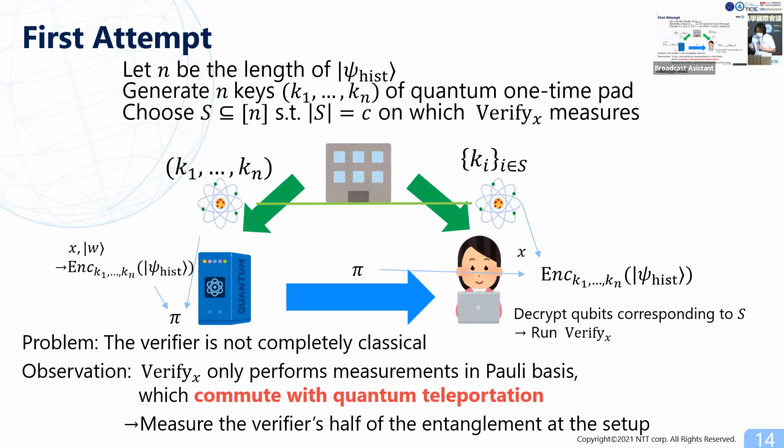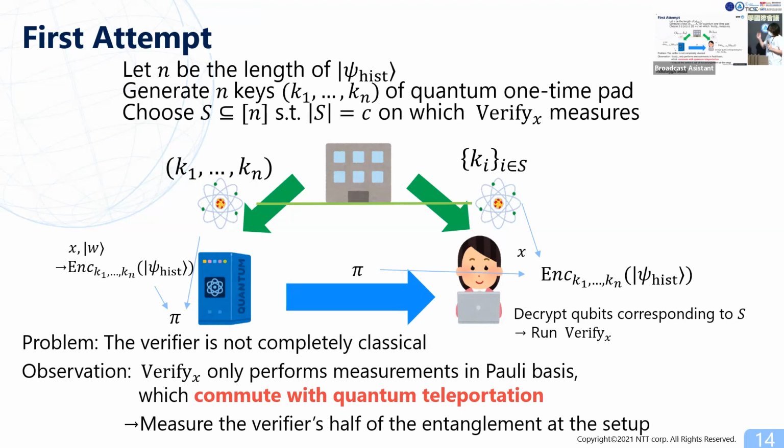And here we make another observation. We observe that the verification algorithm of the history state actually only performs measurements in the Pauli basis. And this commutes with quantum teleportation. Or more precisely, if you are familiar with quantum teleportation, recall that the receiver only has to correct Pauli errors. Such a correction of Pauli errors commutes with measurement in the Pauli basis. So our idea is to let the setup algorithm do the measurement as a setup phase.